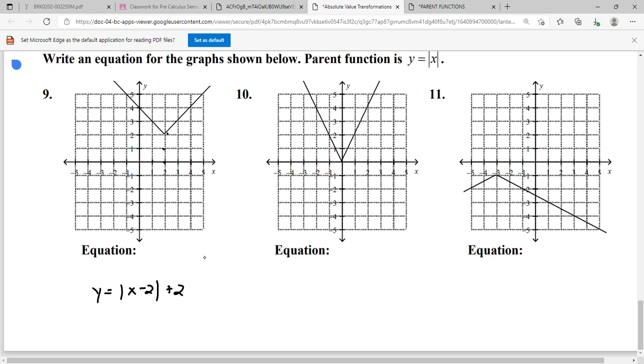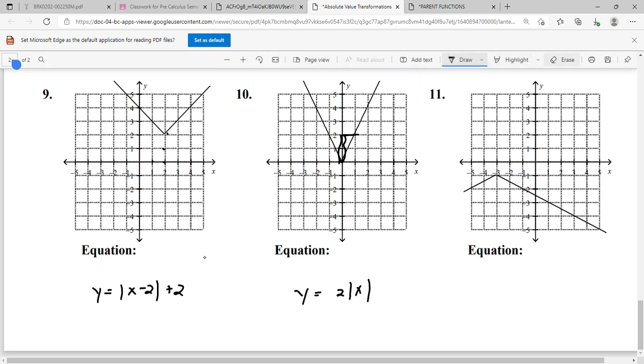All right, this one, its vertex is at 0, 0, but it has a slope of 2 over 1. So that would be y equals 2 times the absolute value of x. Right, because all we did was change our slope for both of those lines.